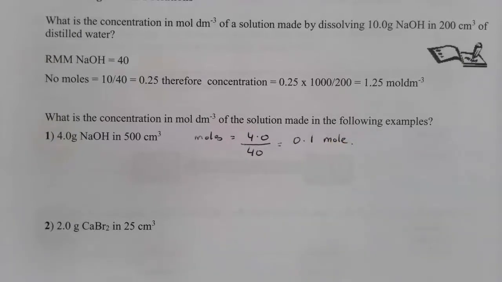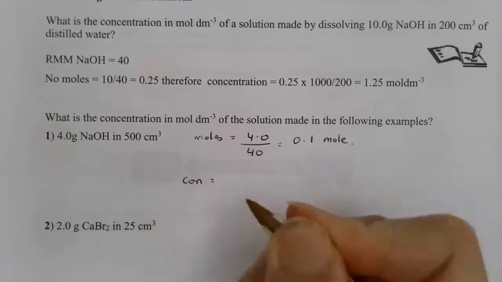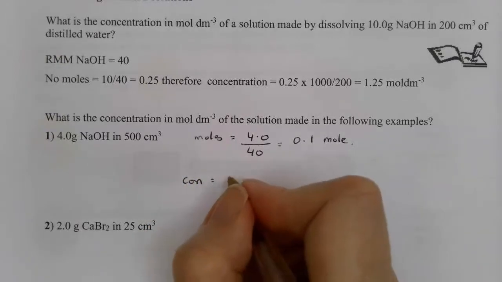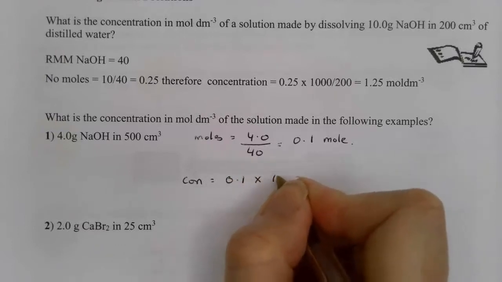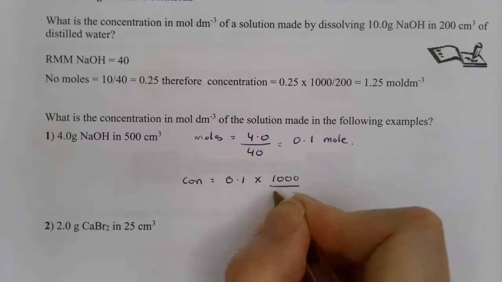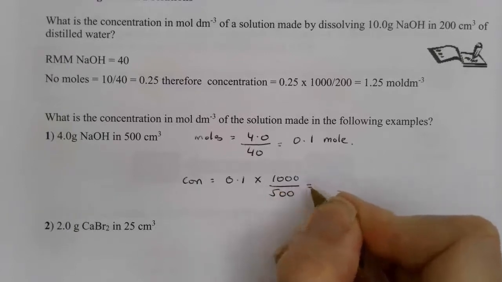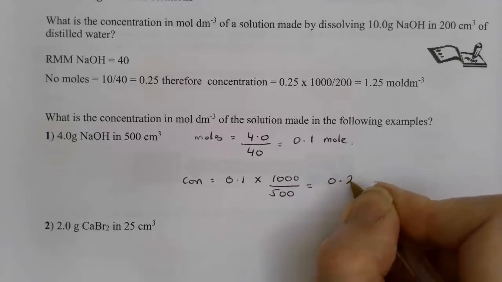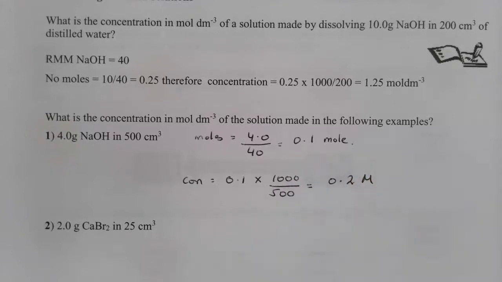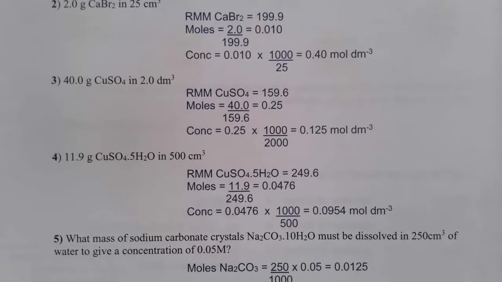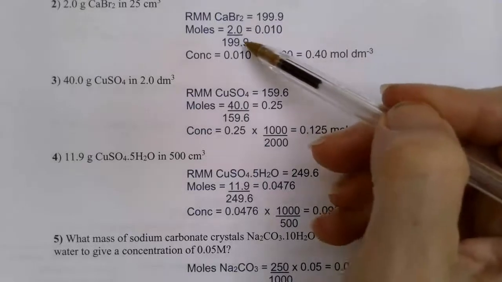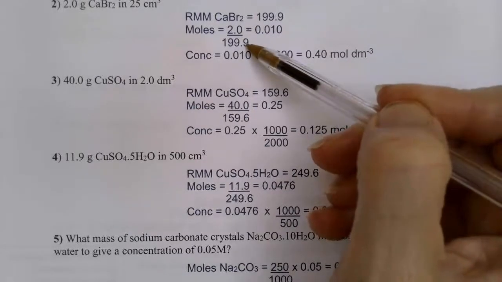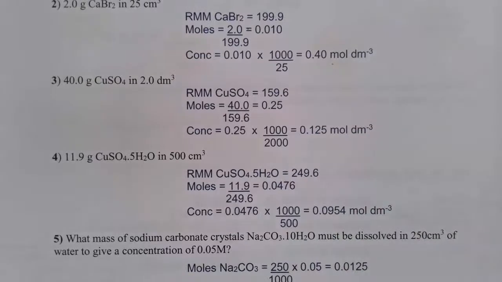So I now know the moles. I can use that to work out concentration. Concentration is equal to number of moles, 0.1, times 1,000 divided by the volume, which is 500, so I get a concentration of 0.2 big M, or moles per decimetre cubed. And I'm going to do the same steps as we go down the page. You're going to work out the moles by going mass divided by the RMM, and you're going to use that to work out concentration.